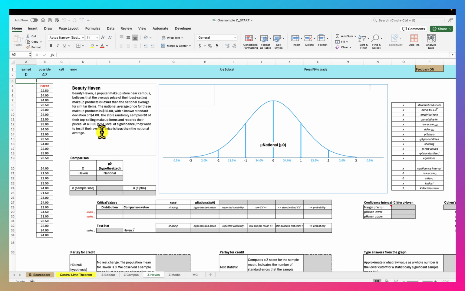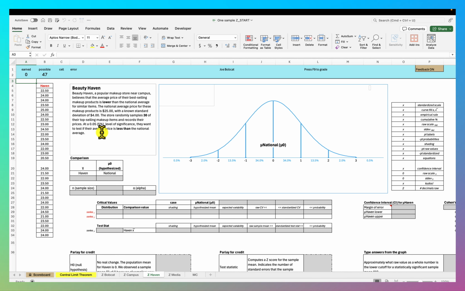So, Beauty Haven, a popular makeup store near campus, believes that the average price of their best-selling makeup products is lower than the national average for similar items. The national average price for these makeup products is $25, with a known standard deviation of $4. The store randomly samples 30 of their top-selling makeup items and records their prices.